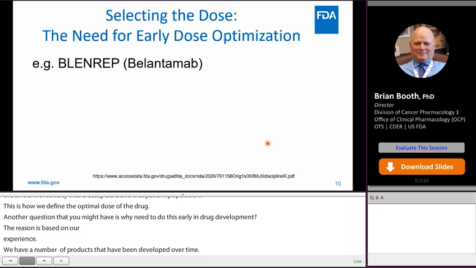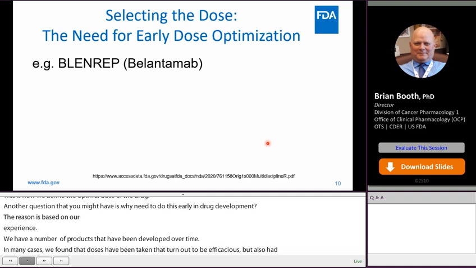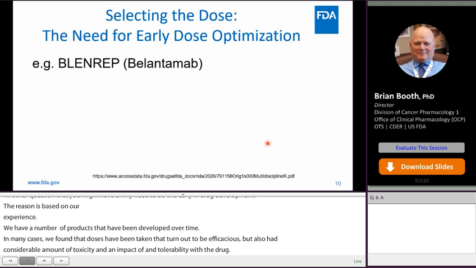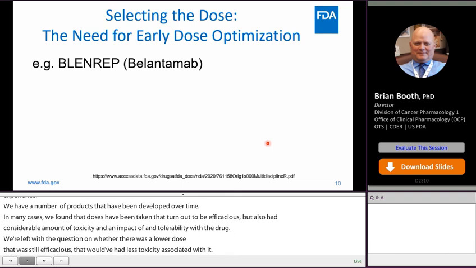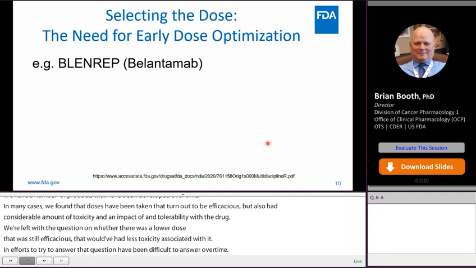And so we were left with the question of whether there was a lower dose that was still efficacious, that would have had less toxicity associated with it. And efforts to try and answer that question have been difficult over time. And so I want to use an example of BlendRep to illustrate two good things that could be done during drug development, and how we end up with the situation I just described.